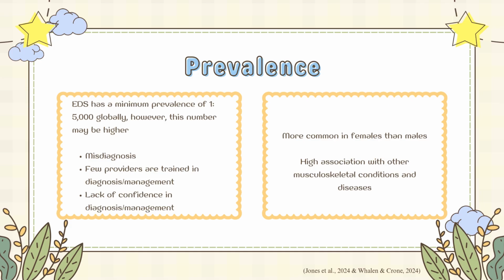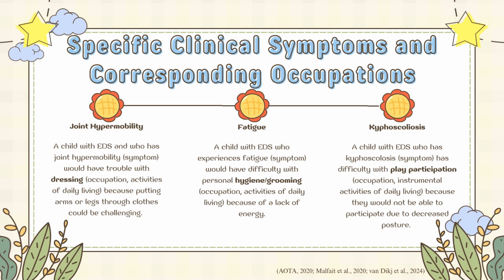EDS has a prevalence of 1 in every 5,000 people globally. However, this number may be higher due to misdiagnosis, as there are only a few providers that are trained in the diagnosis and management of EDS. Along with this may come a lack of confidence in diagnosing and managing EDS as well. It is more common in females than males, and there is a high correlation with other musculoskeletal conditions and diseases with this diagnosis. Specific clinical symptoms and their corresponding occupations.